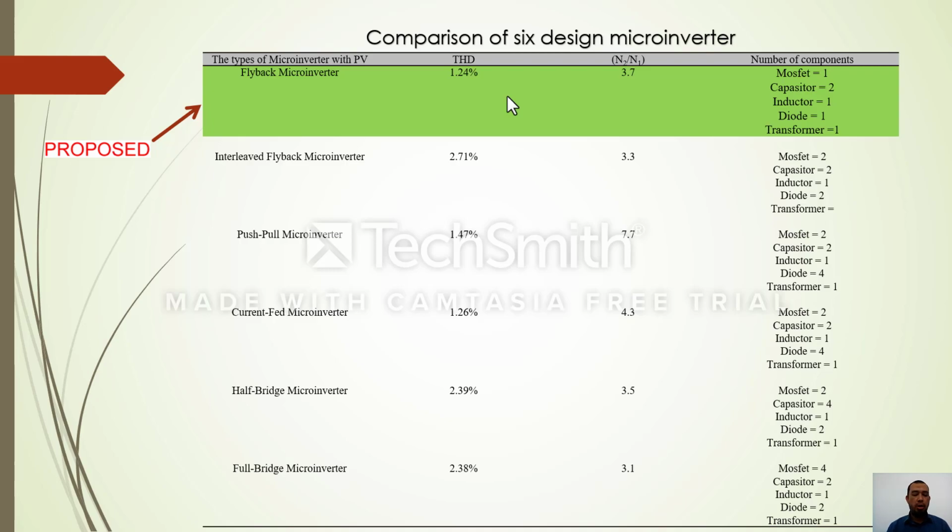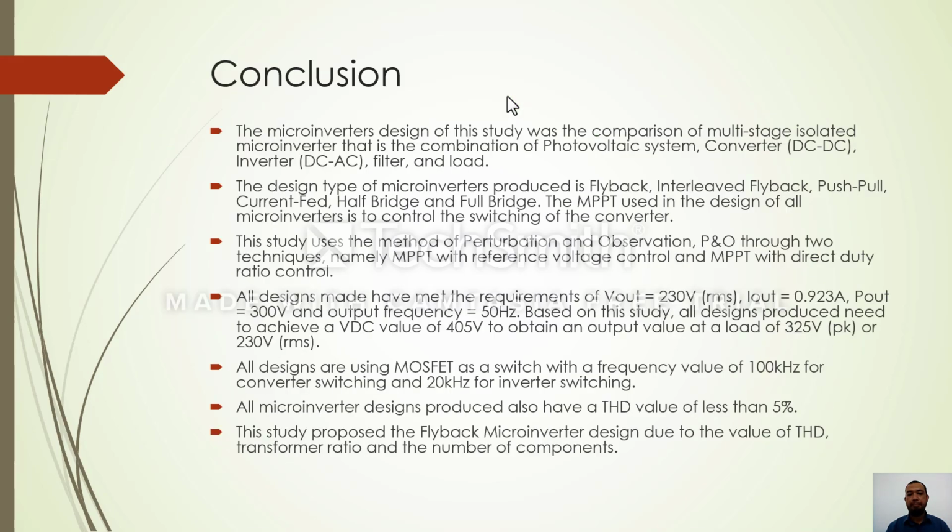By comparison of the SiC microinverter designs, the flyback microinverter was proposed due to the THD value of 1.24%, the smaller number of components, and the transformer ratio value of 3.7.